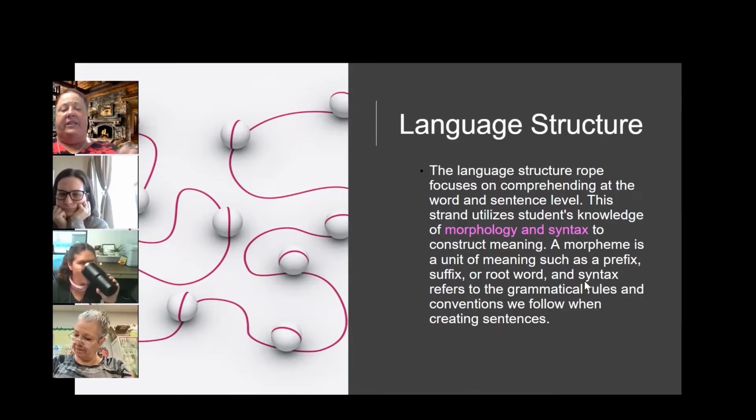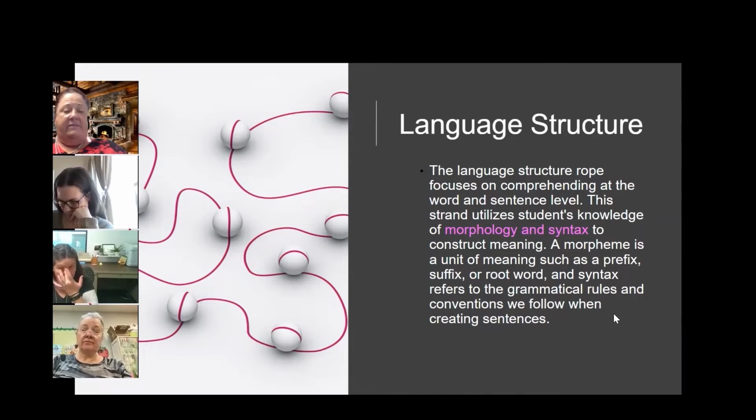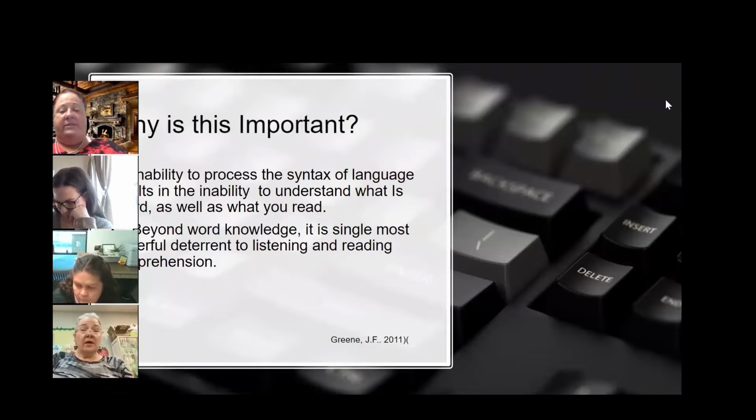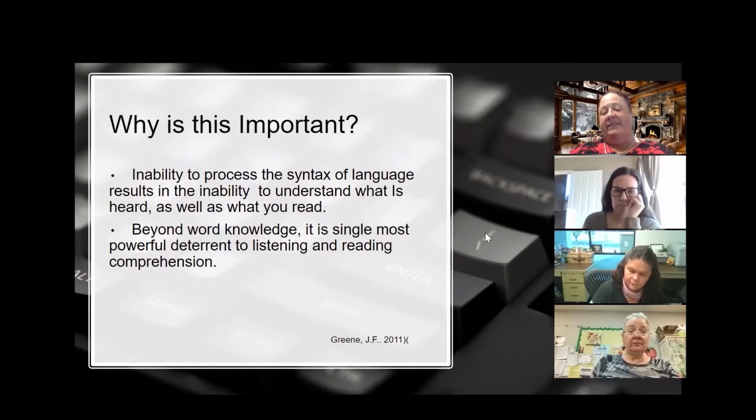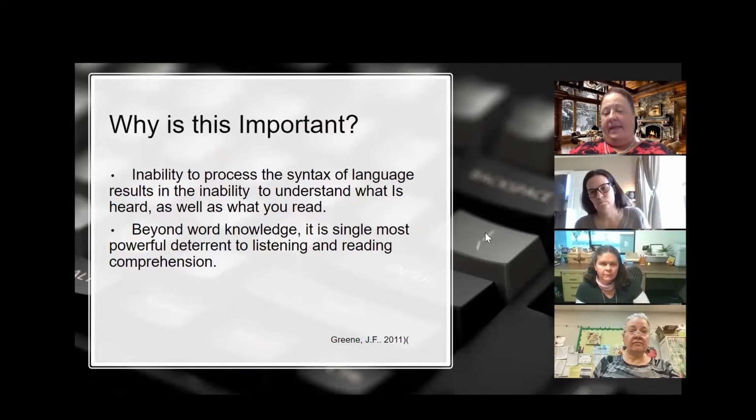There's a lot of comprehension and a lot of skill needed to tackle comprehension at that level. A lot of times we think about the big picture, the whole text, what the whole meaning is, but we're going to really zoom in and get tiny. This one really focuses on morphology and syntax and how that contributes to meaning and comprehension. This is super important because if we can't process the syntactical structures of the language, we won't understand it. And beyond word knowledge, it is probably the single biggest deterrent to comprehension.